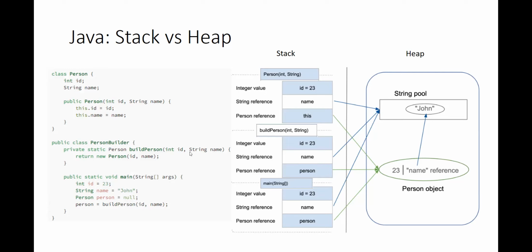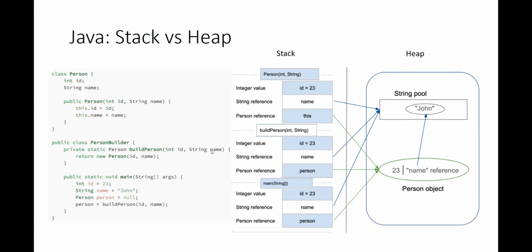And then what this means is that, within the space of this constructor, we have a couple of variables. This ID will contain a copy of this ID, which is 23. So this ID is basically a copy of this ID. And then this will contain, once again, the same reference, which will point to the same John string that was pointed to by the name variable in my main function.